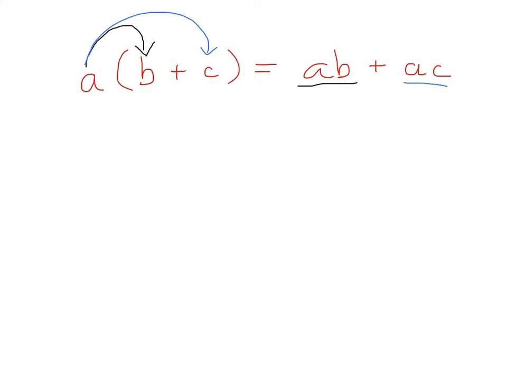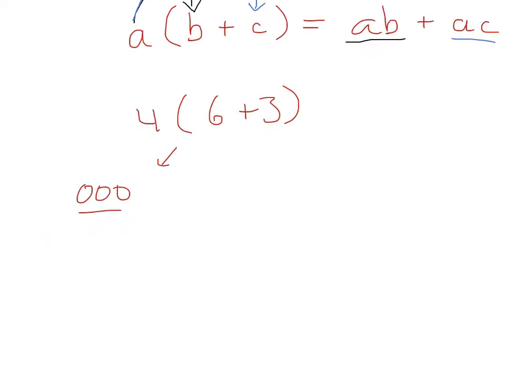However, it does help us with situations like 4 times the quantity 6 plus 3. Okay? Now, there are two ways of approaching this problem. We could say, this expression has a parentheses in it, so I need to obey order of operations. And you could certainly do that if you wanted to. Order of operations would mean I need to add the 6 and the 3 first, so that'd be like saying 4 times 9, which is 36.